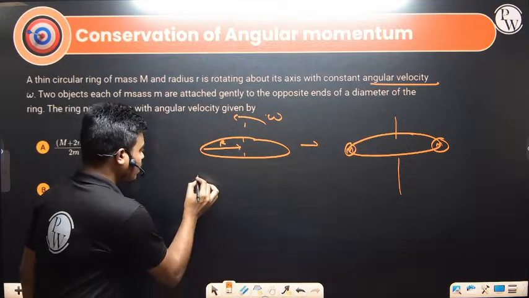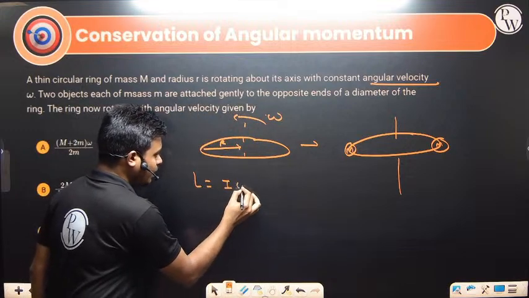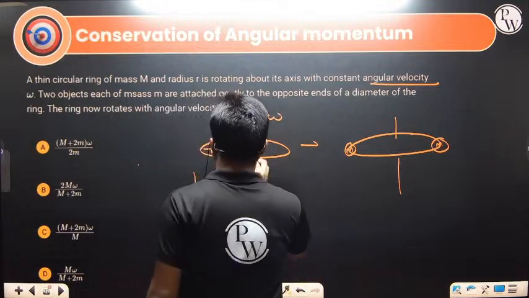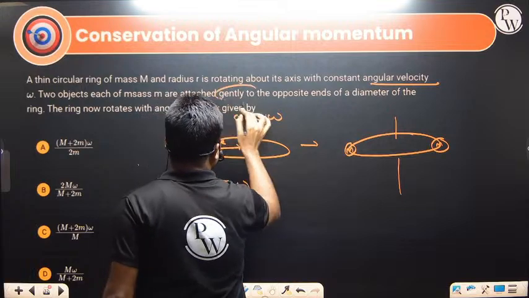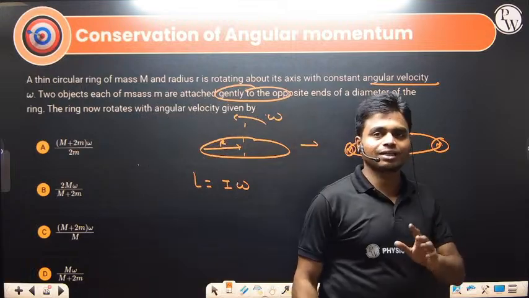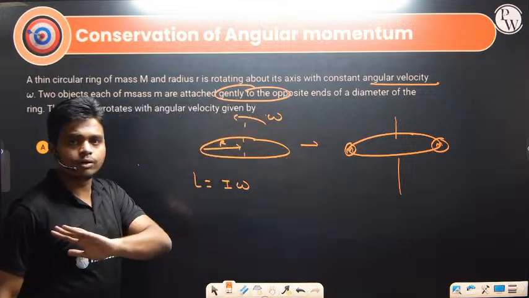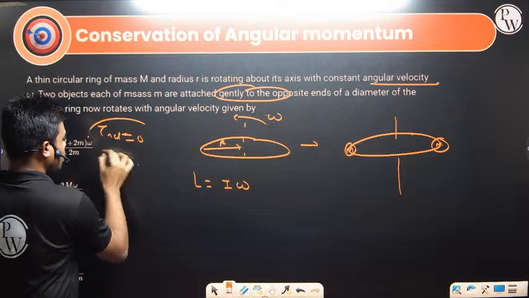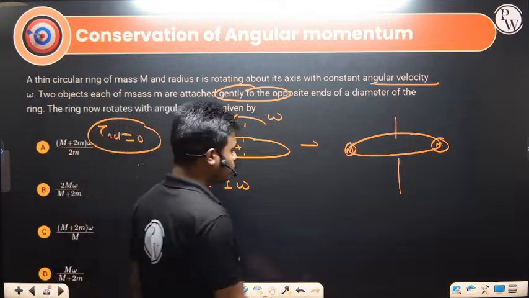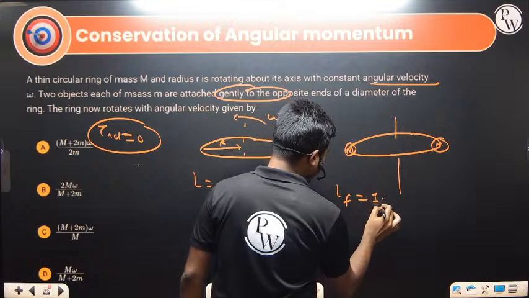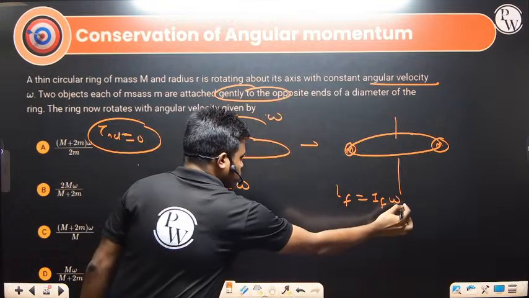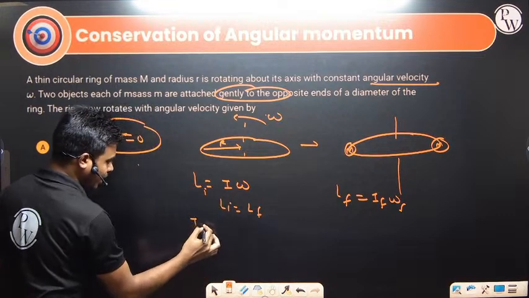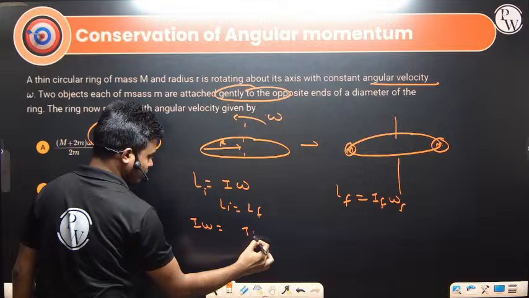So what is the initial angular momentum? I into omega. Because we are putting the masses gently, each word is important. When you are putting gently, it means we are not applying a force. If you are not applying a force, there will be no torque. The torque is 0, so angular momentum will be constant. The initial angular momentum should be equal to the final angular momentum. So Li should be equal to Lf. What is Li? I into omega. What is Lf? If into omega f.